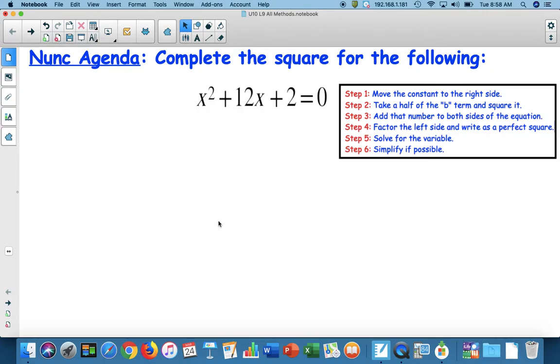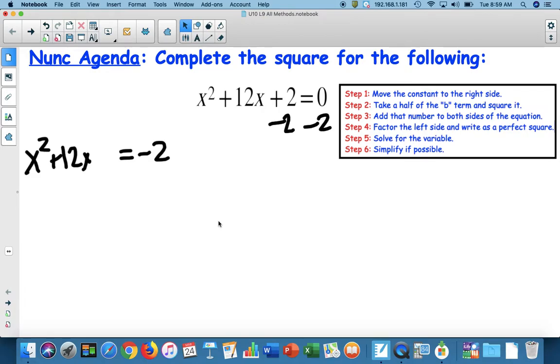So our first step, step 1, is move the constant to the right side. The constant is at -2, so please do +2 to both sides. All right, I'm going to go all the way over to the left now, just so you guys see it. So we're all the way over to the left. We have x squared plus 12x. Leave that space, we're going to be putting something there, equals -2.